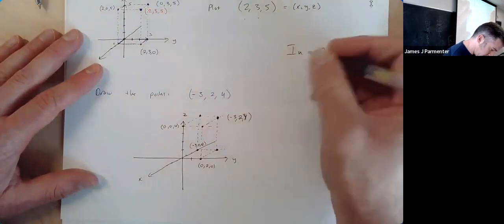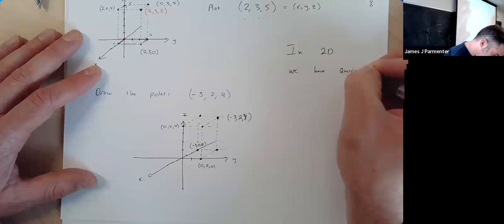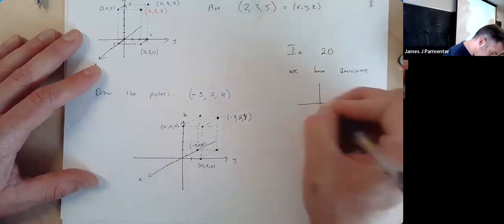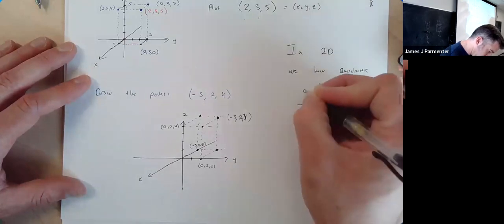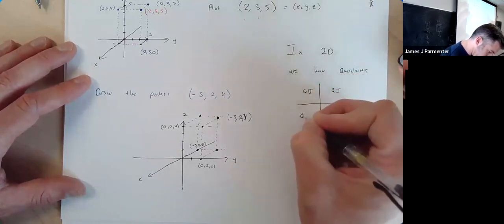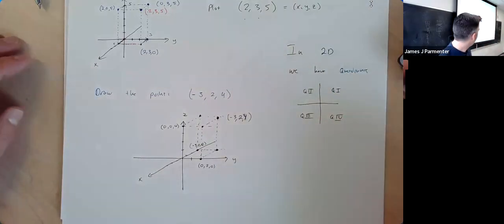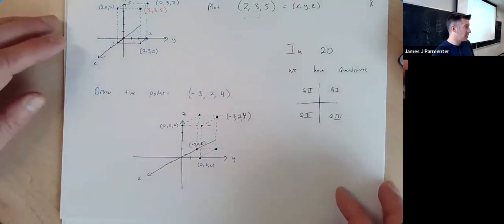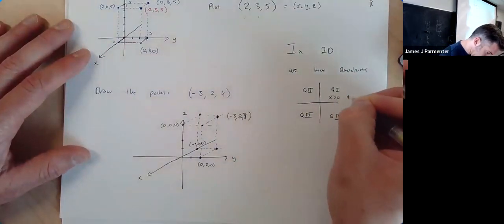In 2 dimensions, we have quadrants. And they're nicely labeled. The first quadrant is over here, quadrant 1, and then we go counterclockwise: quadrant 2, quadrant 3, quadrant 4. Specifically, quadrant 1 is the quadrant where x and y are both positive. In quadrant 1, x is greater than 0 and y is greater than 0.